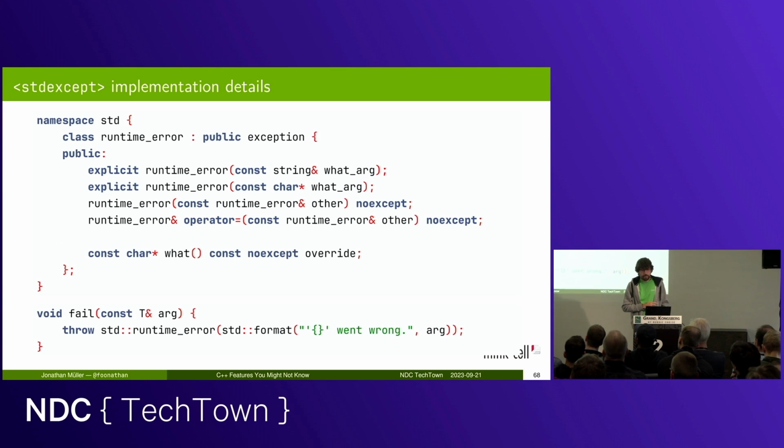The standard library also has exceptions. This is std::runtime_error. This is the full interface of std::runtime_error. And then you can use it by throwing it and formatting a message in there. Now, notice anything odd about the interface of std::runtime_error?